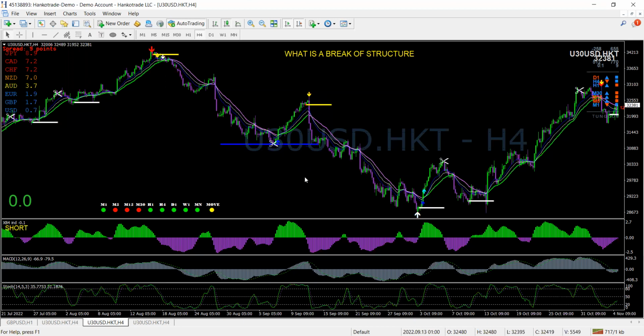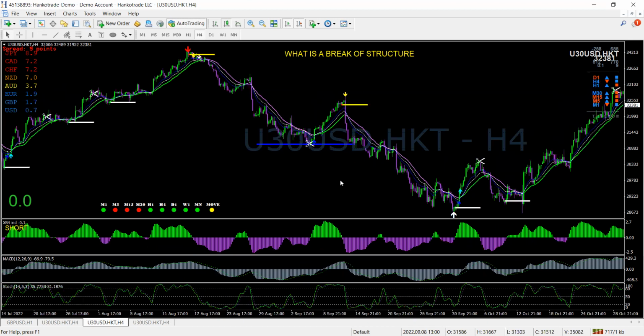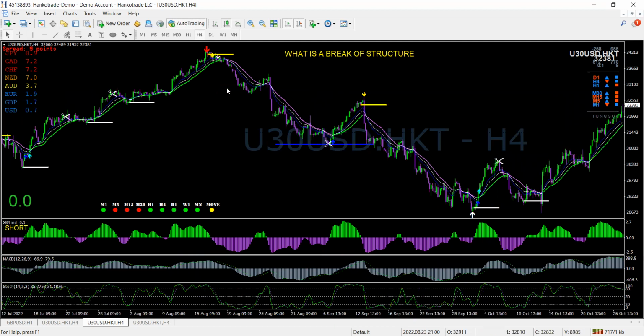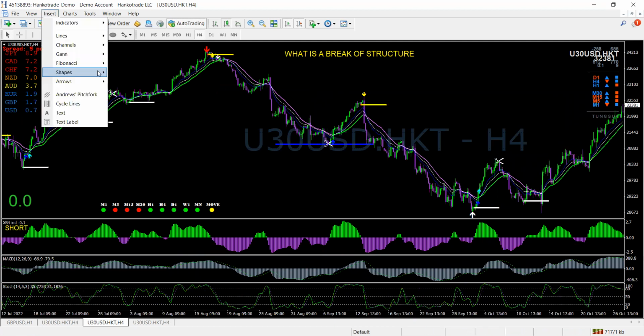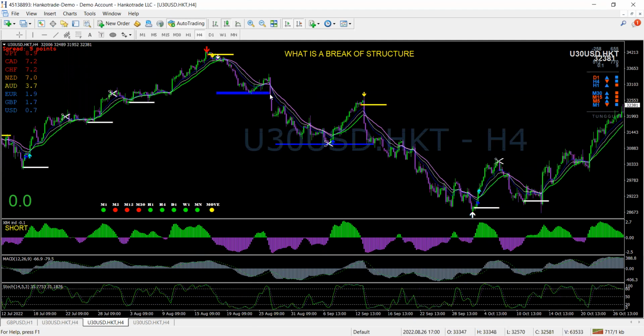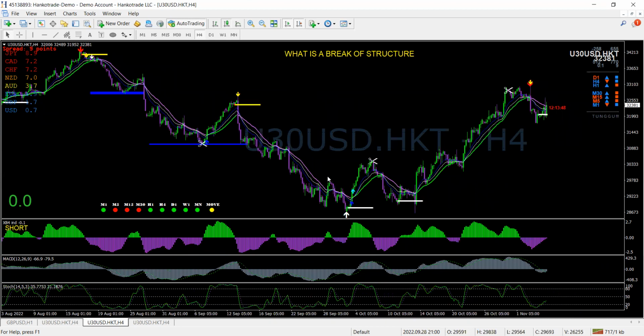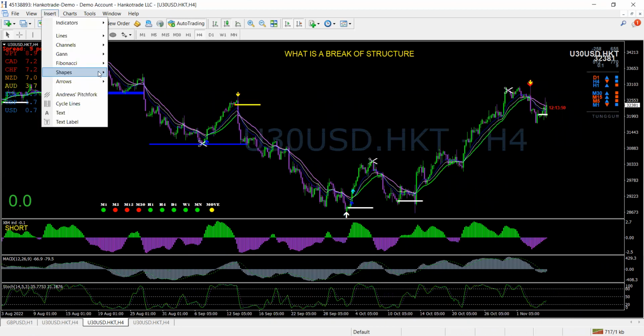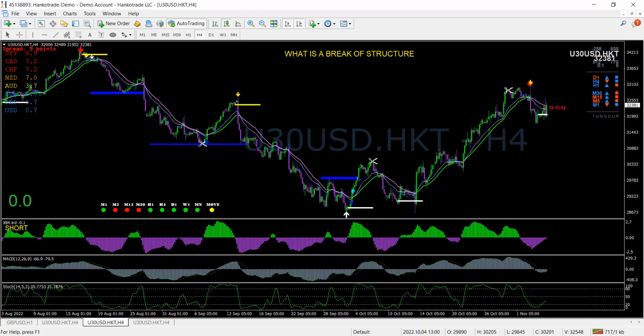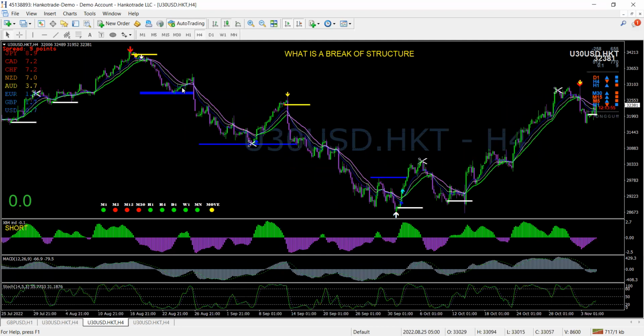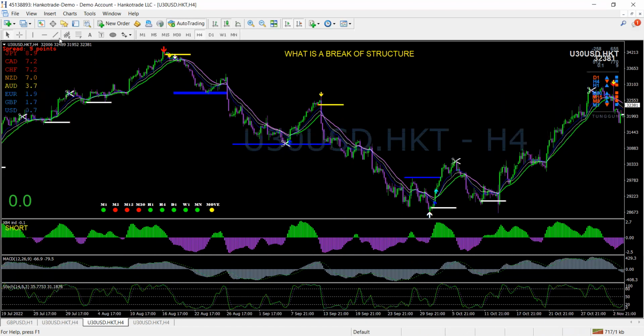Another example of a break of structure would be right below this peak. So we're going to draw a line here, right? And then another break of structure would be when price breaks above this peak, right? Now, the reason why this is a break of structure is because every time the market pulls back, these are buyers getting stopped out the moment price breaks below the peak.